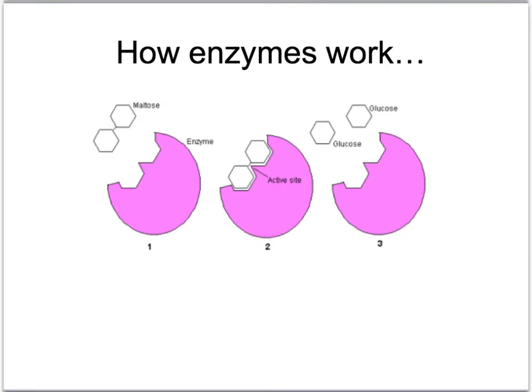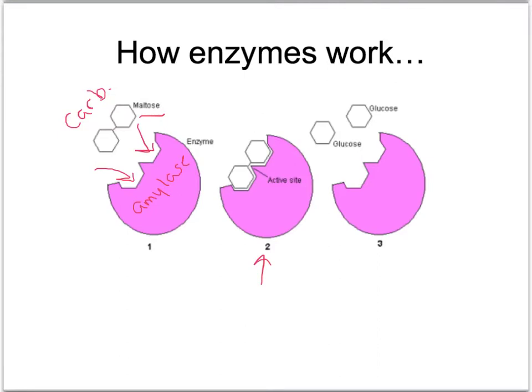Now that we have a general understanding about what an enzyme is, let's talk about how they work. So let's say we're talking about amylase, which breaks down carbohydrates. Maltose is actually a carbohydrate. And if we say this is amylase, then what an enzyme does is it allows the carbohydrate maltose to attach onto the enzyme at something called the active site. It then binds to the active site. It should fit in perfectly.